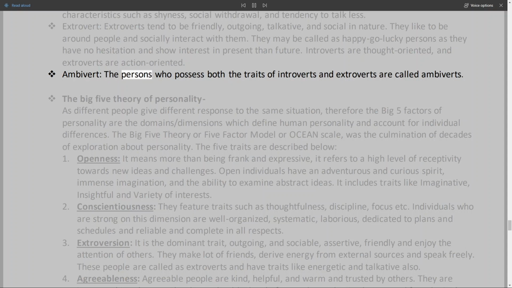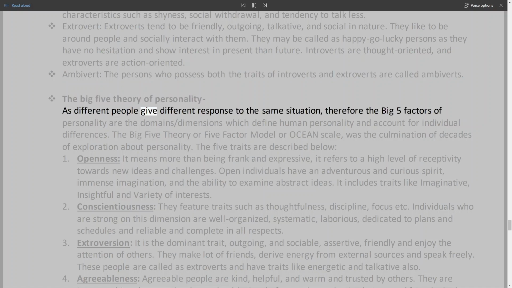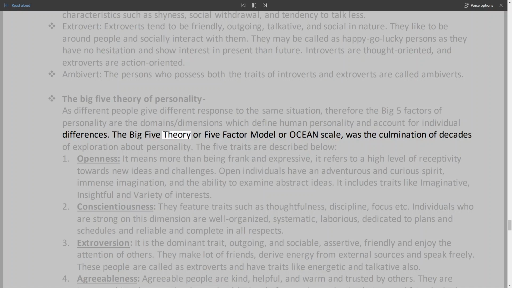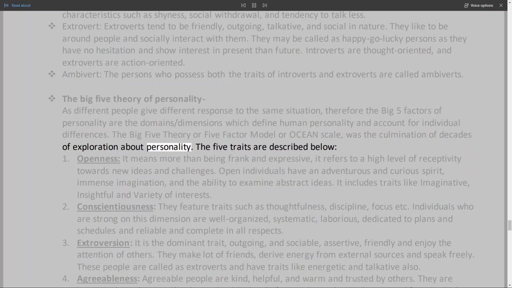Ambivert: the persons who possess both the traits of introverts and extroverts are called ambiverts. The Big Five theory of personality: as different people give different responses to the same situation, the Big Five factors of personality are the domains or dimensions which define human personality and account for individual differences. The Big Five theory, or five-factor model, or OCEAN scale, was the culmination of decades of exploration about personality. The 5 traits are described below.